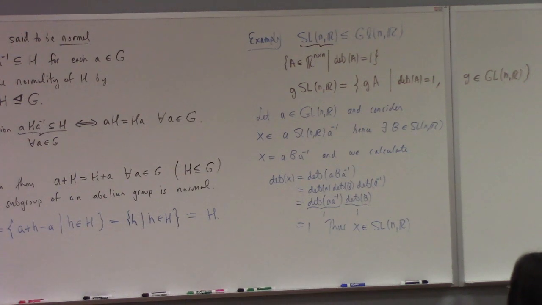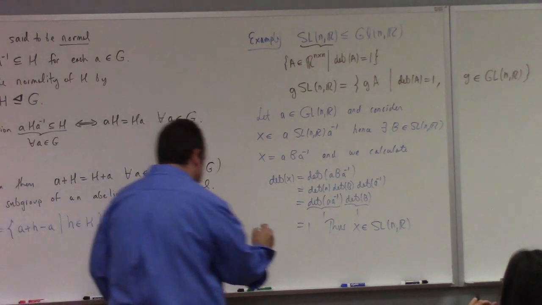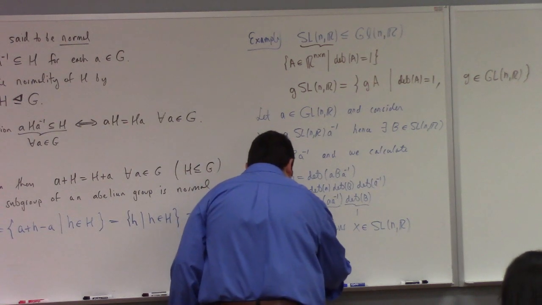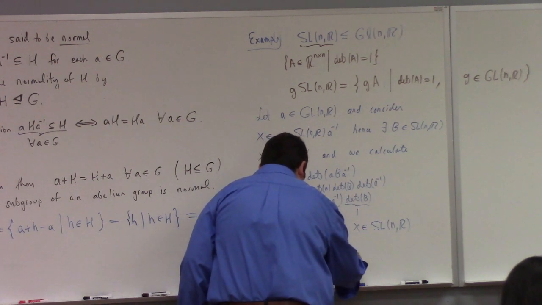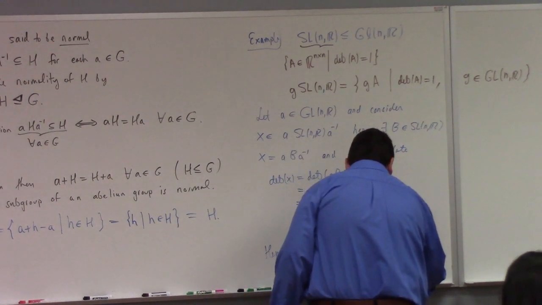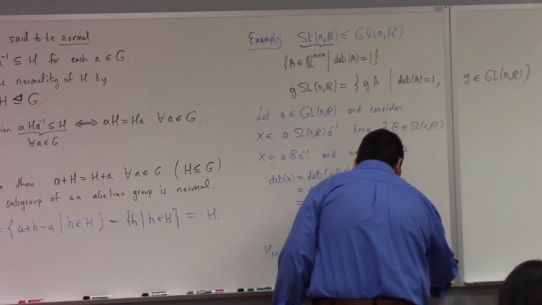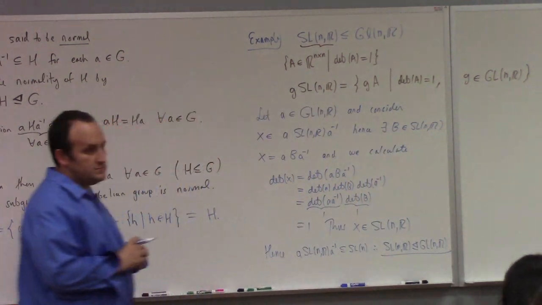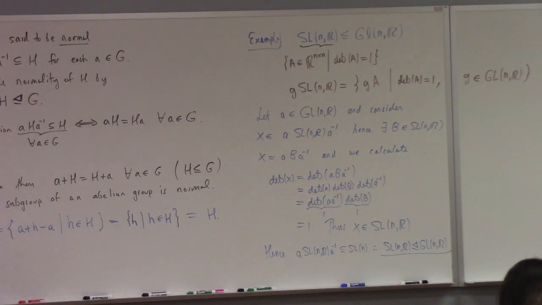Which proves what? We picked a point in the conjugate of SL_n by a and a inverse, and we just showed that that point is also in SL_n. That point x was arbitrary. Therefore, we have shown that a SL_n a inverse is a subset of SL_n. Therefore, SL_n(R) is a normal subgroup of GL_n. There you have it, directly from our definition, the proof.